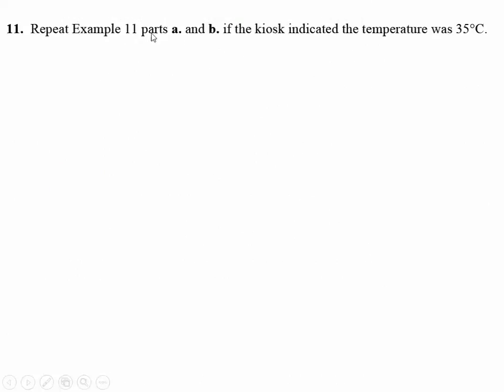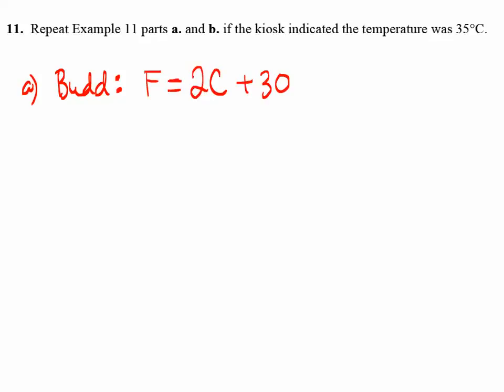So repeat example 11. If the kiosk indicated a temperature of 35 degrees, use Bud's way of doing it, and then do the real one and see if he's off. Okay, so real quick here, I don't want you to memorize Bud's formula for temperature change. That's okay, I'll give it to you. Not part of the class.